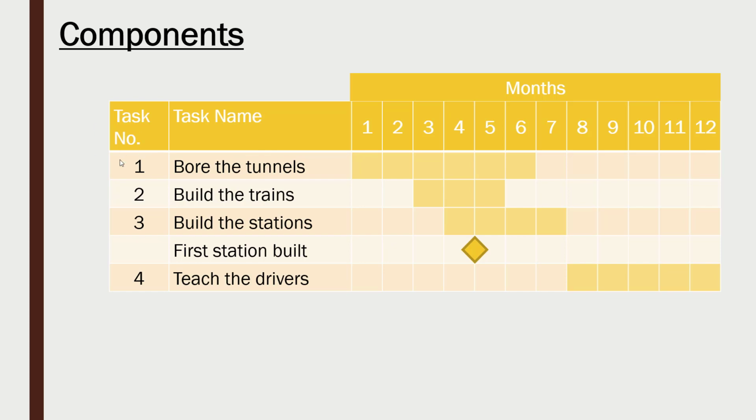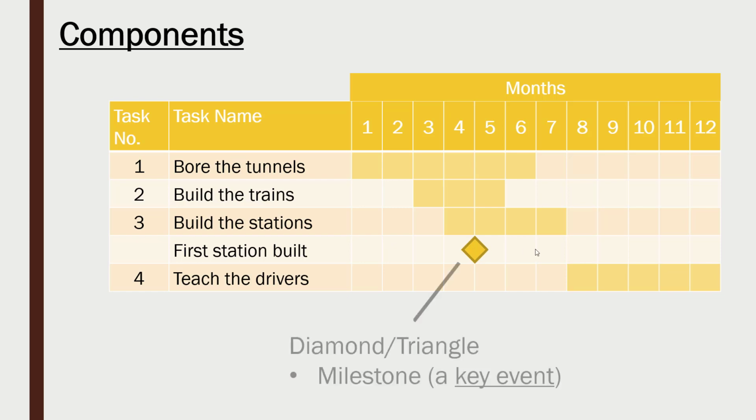I've now got a column for numbering them, which isn't incredibly important, but you may do that. And you can see concurrency here and dependency. So first of all, I've got a new thing here, which I need to explain. This diamond, which can also be a triangle sometimes, represents what we call a milestone. Often Gantt charts will contain a few milestones highlighted with either a diamond or a triangle. So a milestone is really a key event, and how key it is depends on you.